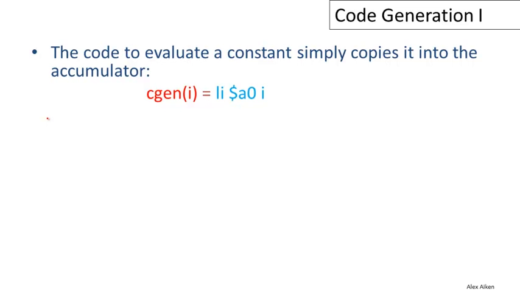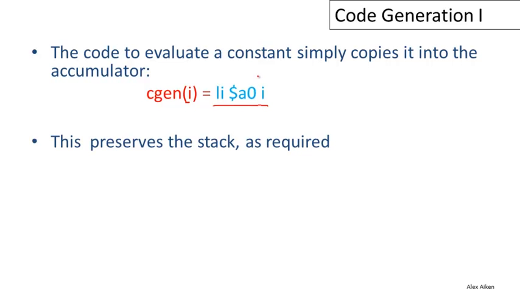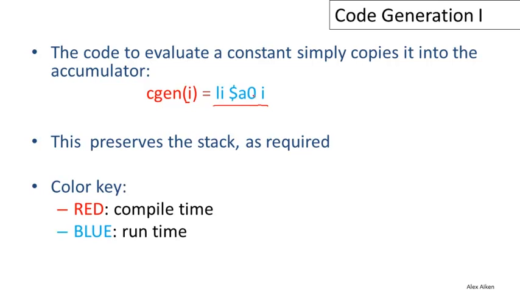So to evaluate an expression which is just an integer constant, all we have to do is load that constant into the accumulator. So the code generation for the constant i is the instruction load immediate into the accumulator the value of i. And it's easy to see that this preserves the stack as required. This doesn't modify the stack pointer or the contents of the stack at all. So the stack is exactly the same before and after the execution of this instruction.